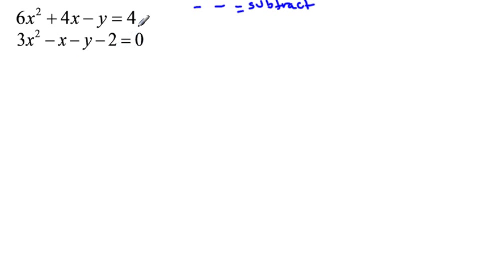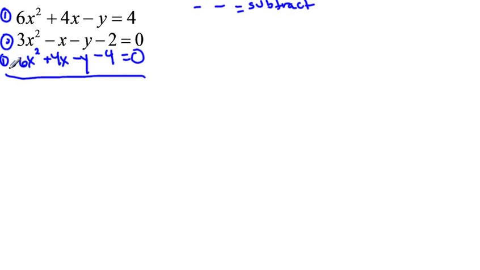Okay, the first step though would be to line everything up. So my x squareds are lined up, my x's are lined up, y's are lined up. I'm going to bring this 4 over to the other side in equation 1 so that I can line everything up with equation 2. So I'm going to rewrite equation 1, 6x squared plus 4x minus y minus 4 equals 0. Now my constant terms are also lined up. And then I'm going to subtract equation 1 from equation 2.